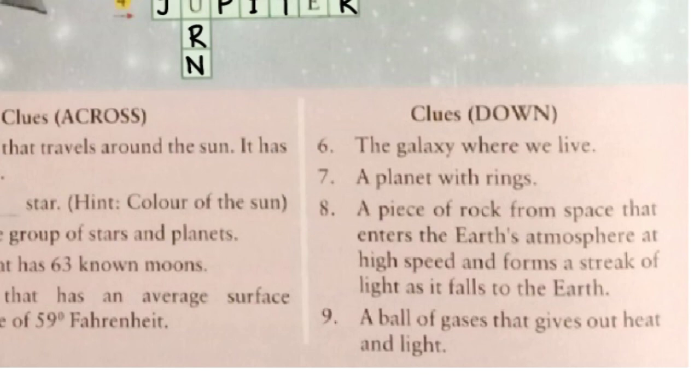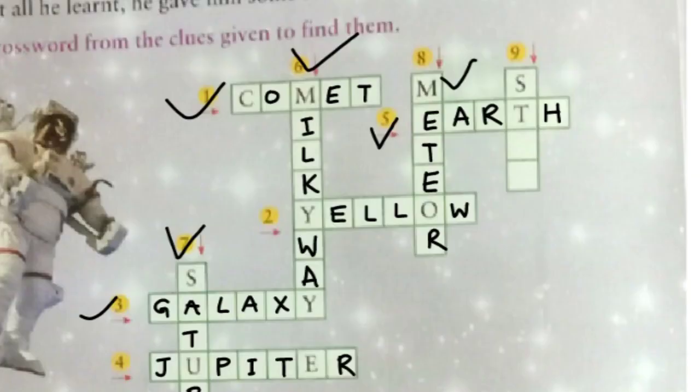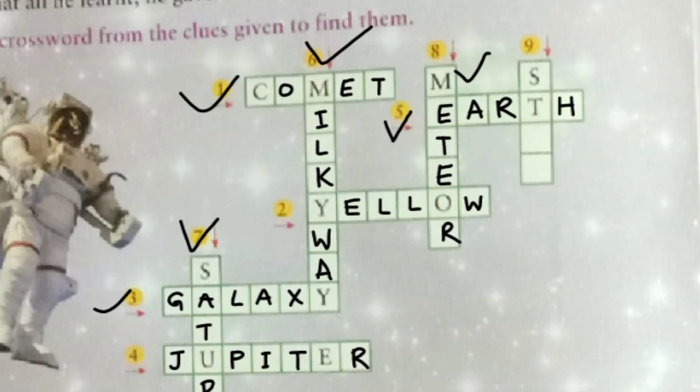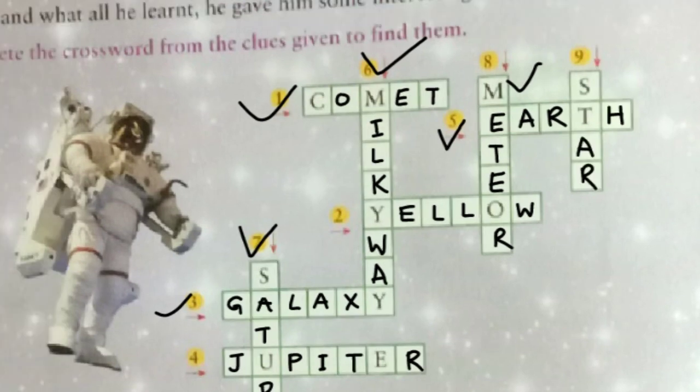A ball of gases that gives out heat and light. It is a star. Sun is a star that gives out heat and light. So fill it. So scholars, as you can see, with this last exercise we have completed our unit 5. And yes, there are 3 exercises which you have to do as your homework. So after doing that, you can check your answer from the PDF given in the link below.